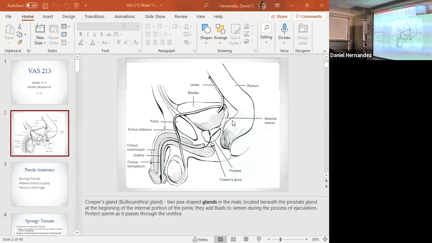We have the seminal vesicles, which produce the sperm. So this is actually within the testicles themselves. Then it travels through the prostate gland, where the prostate secretes prostaglandins. It continues to pass through the prostate gland, where it meets up with the Cowper's gland, or the bulbourethral gland, which also secretes secretions that aid in the process during ejaculation to help protect the sperm. This continues through and passes through the urethra.